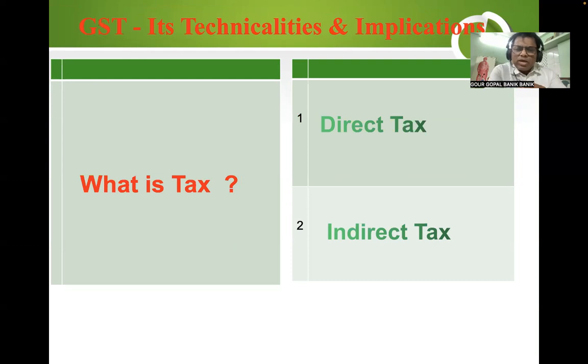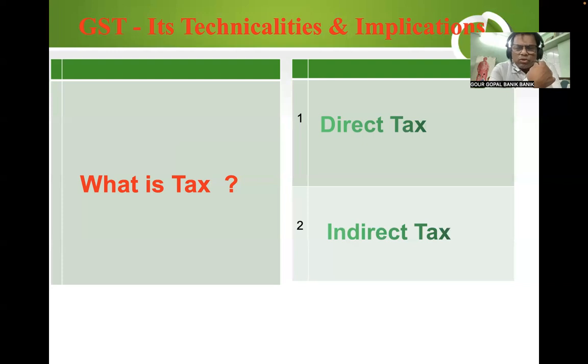Incidence is on the person who first pays the tax initially, and impact is on the person who ultimately bears the burden. When incidence and impact are on the same person, it is said to be direct tax, like income tax. When incidence and impact are on two different persons, it is said to be indirect tax. The businessman pays the GST, and the businessman collects it from the customers. So here, incidence is on the businessman, and impact is on the customers.